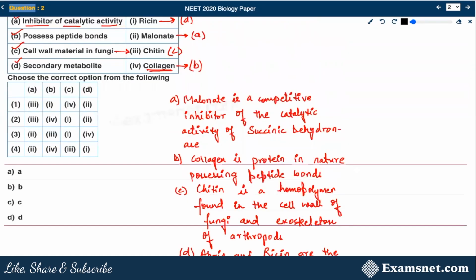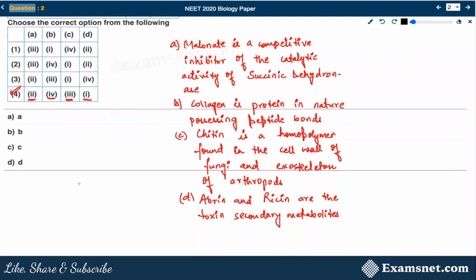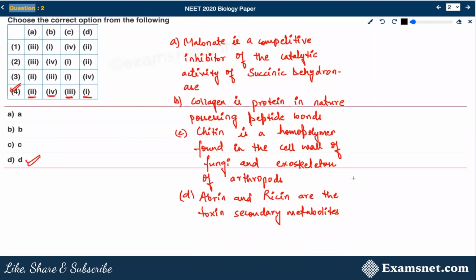So we have seen all the four options. Now let us take a look at which option actually matches up. So A is going to go with 2 over here, you can say, this one. Then B is going to go with your fourth option. So you can see over here. Then C is going to go with third and D is going to go with first option. So our correct answer is option 4, which means this one. This is the correct answer.